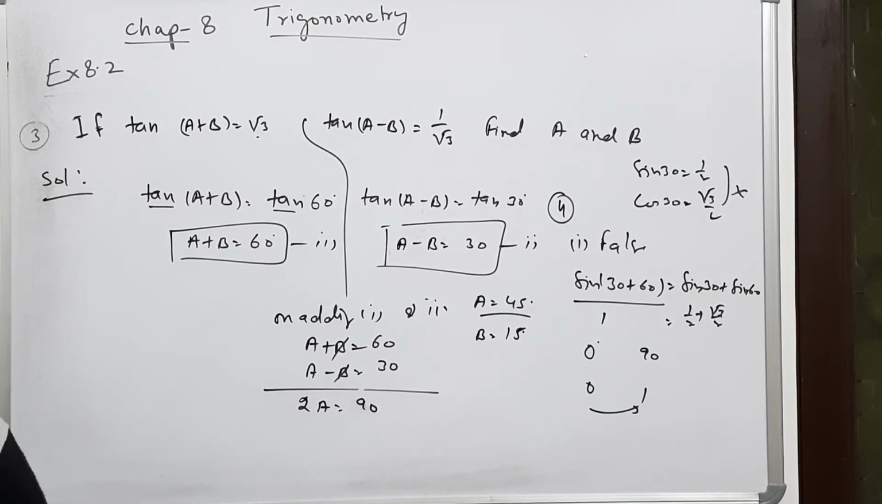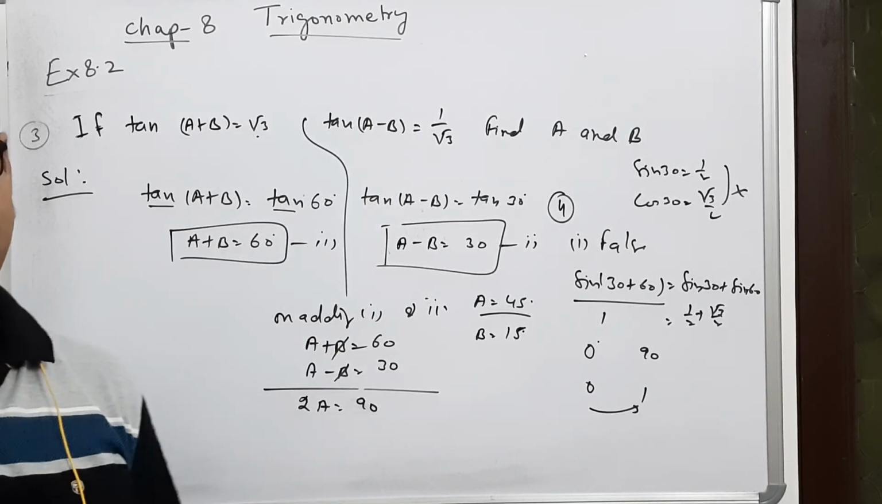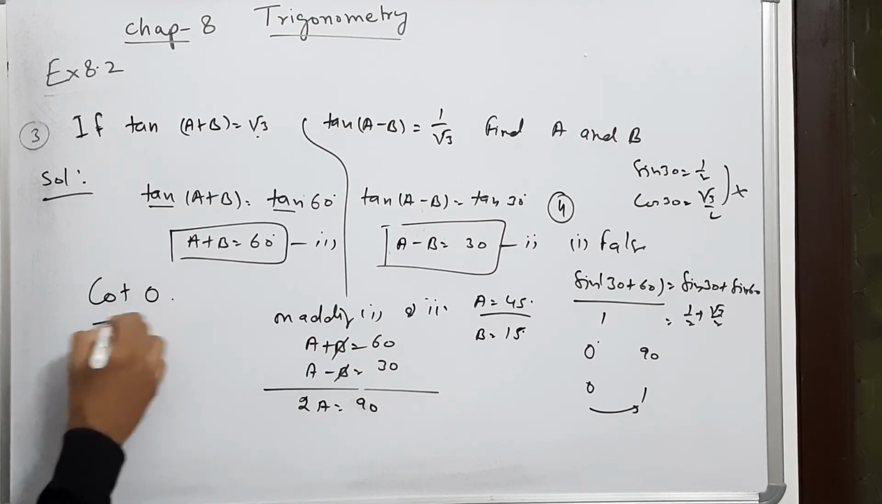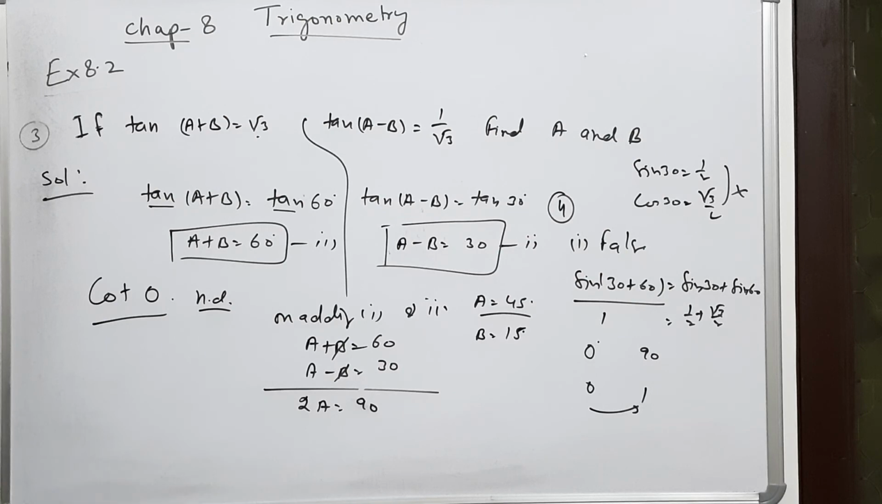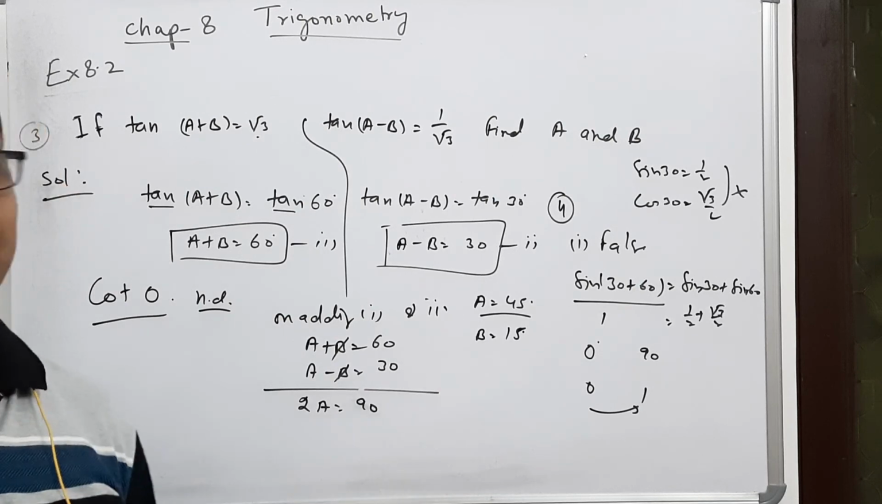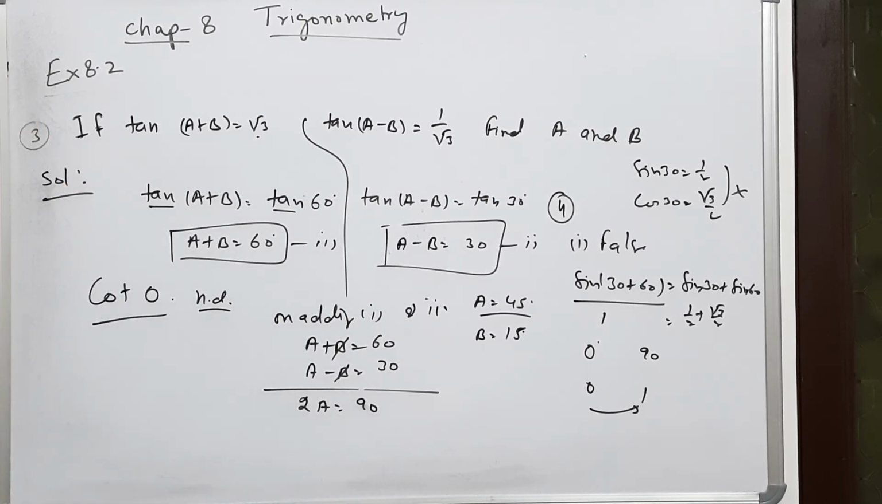And the last is cot A is not defined when A is equal to 0. Definitely it is true, because if you see in the table, the value of cot 0 is not defined. So in this way we can answer question number 4 also. I hope this part is clear to you. Today's video is very important. It covers completely exercise 8.2, which is the easiest exercise in this particular chapter. Thank you.